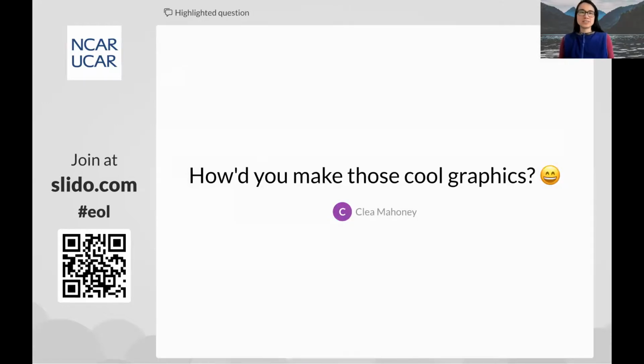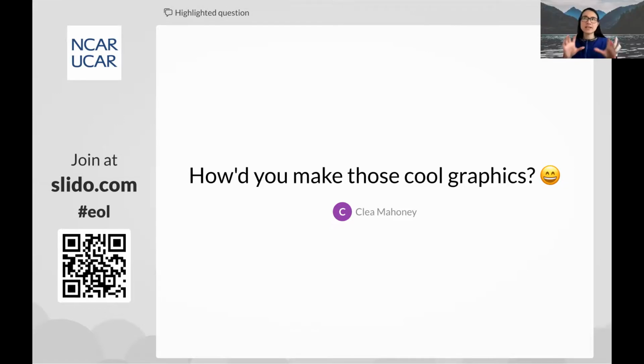We have a question from Clea Mahoney who asks, how do you make those cool graphics? Most of the plots that I showed were just made with matplotlib, which other people are probably pretty familiar with. I only showed one example of us predicting particles in 3D. We're using Plotly for that. Gabrielle has written a nice notebook where you can take our particles predicted in 3D and rotate them around. I can show you really quickly, but yes, that was made in Plotly.